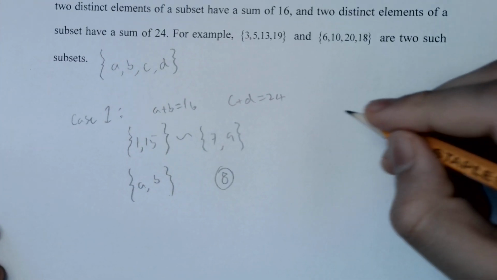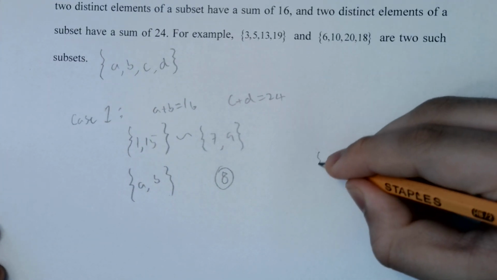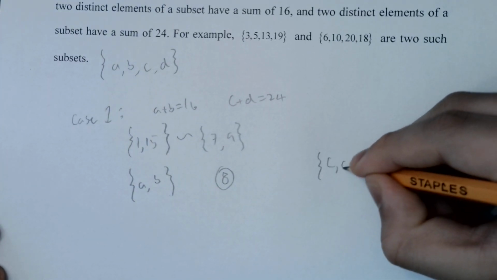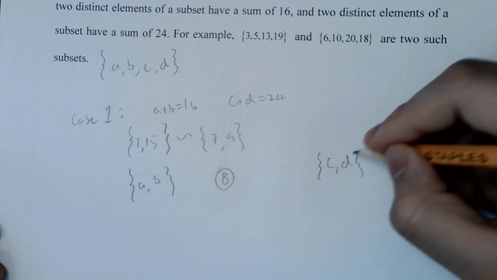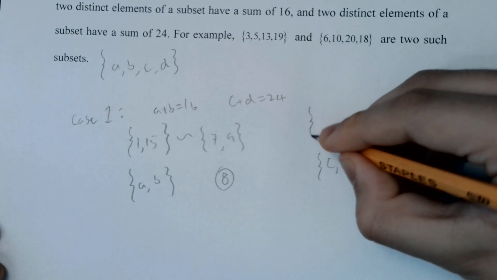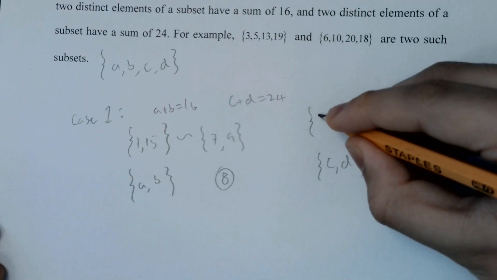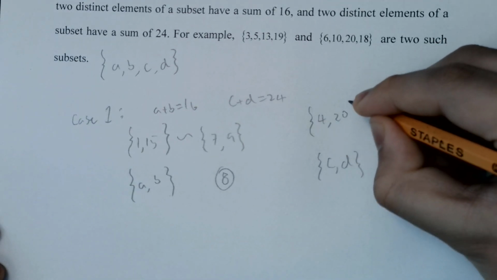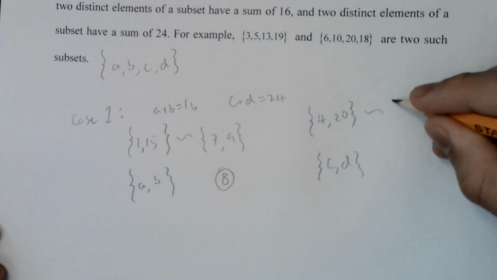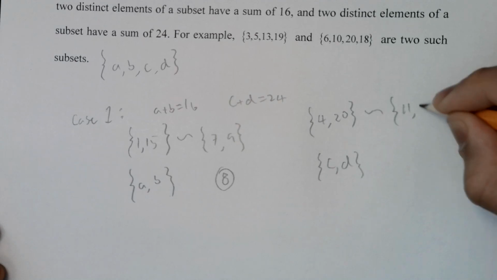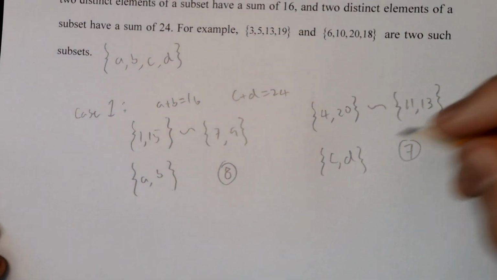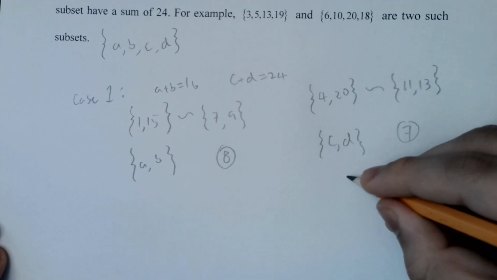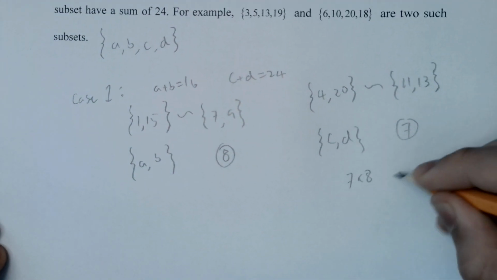Now for the second one, we consider C and D, in the format of C and D. Since D is at most 20, the smallest possible number for C is going to be 4. So 4 and 20, all the way to 11 and 13. And here, there are going to be 7 subsets. So we see that for case 1, there should be 7 times 8 subsets, right?